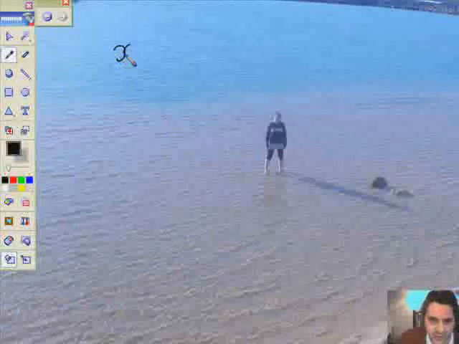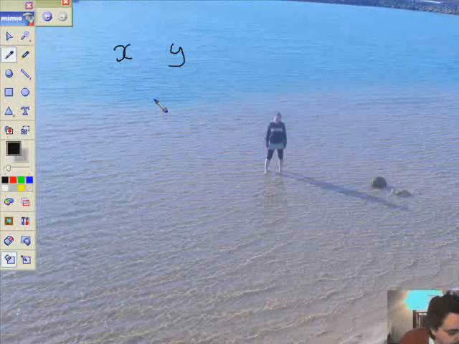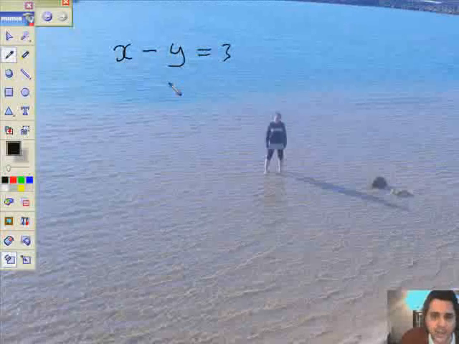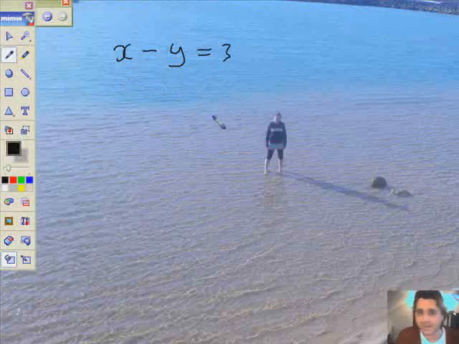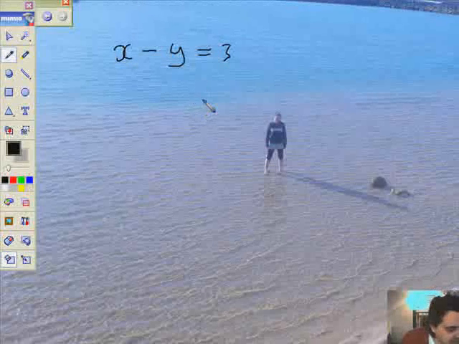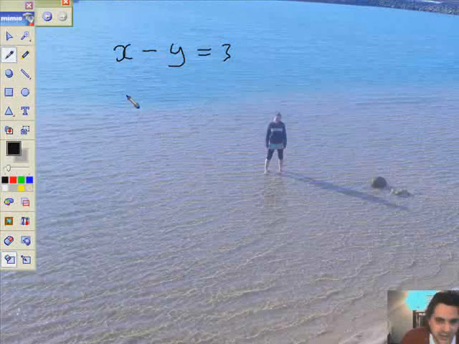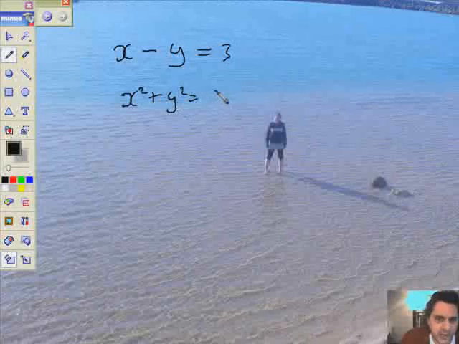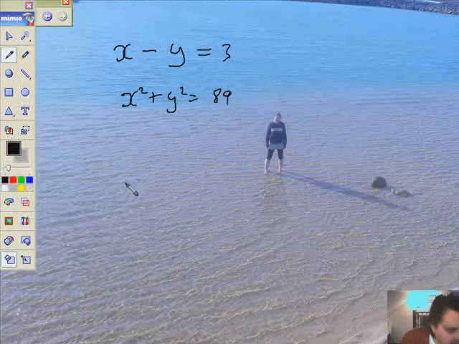Let's just call it x and y, okay? Their difference is 3. So x minus y equals 3. I don't care if it's y minus x at the moment, but I've just obeyed what the story says. The sum of their squares is 89. In other words, x squared plus y squared is 89.